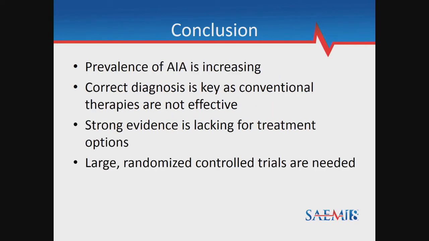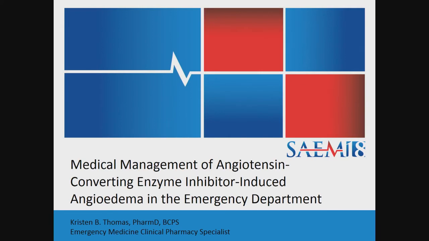So in conclusion, the prevalence of ACE-induced angioedema is increasing as we continue to prescribe more and more ACE inhibitors. Correct diagnosis is key because those conventional treatments of epi, steroids, and antihistamines typically won't work for ACE-induced angioedema. And for every single treatment option that I discussed, we don't really have a lot of strong evidence. So we do need prospective, larger randomized controlled trials to see which treatment is best. So at this time, I'll take any questions.